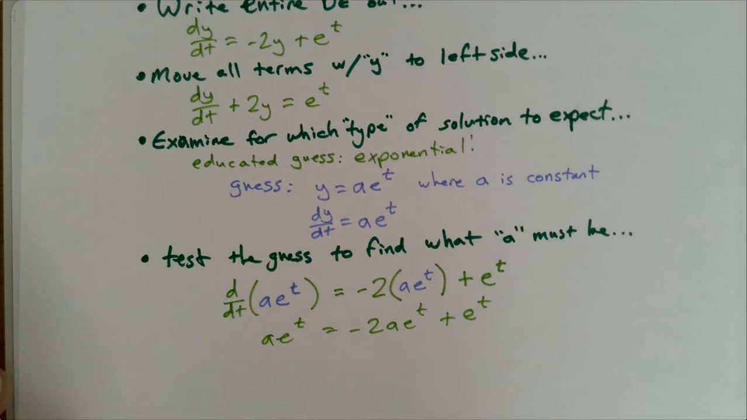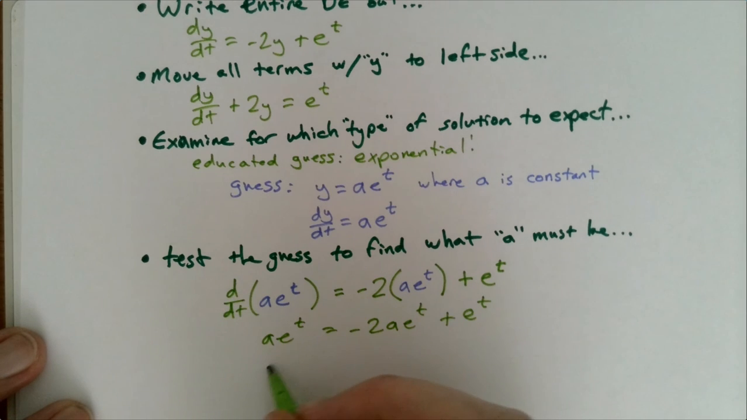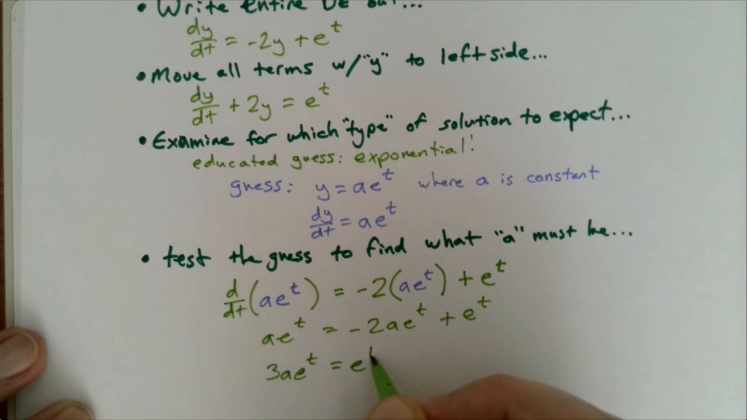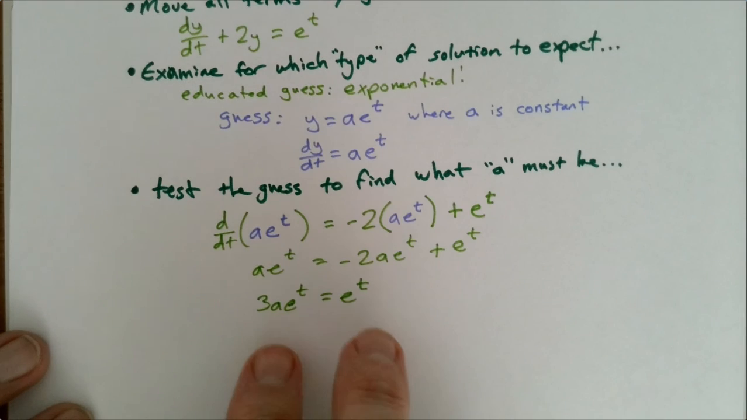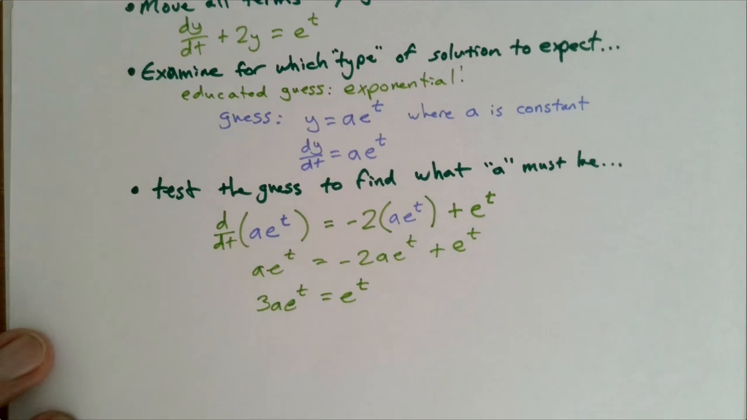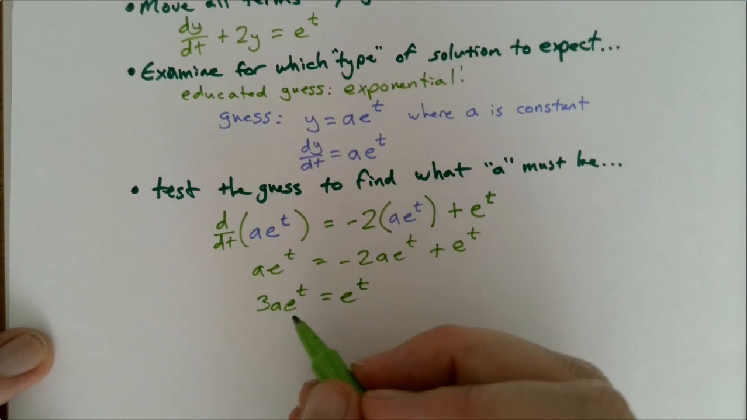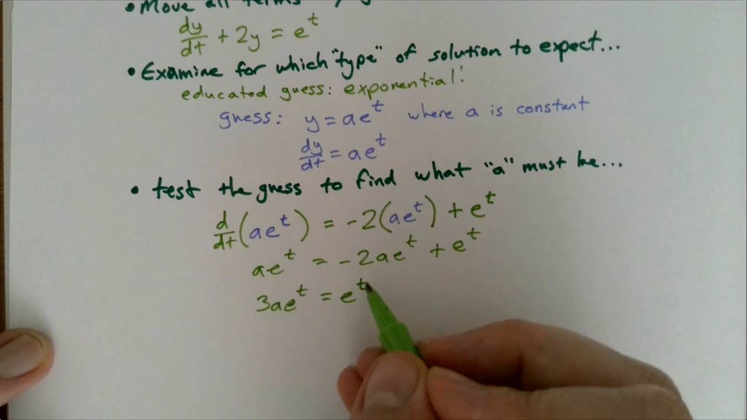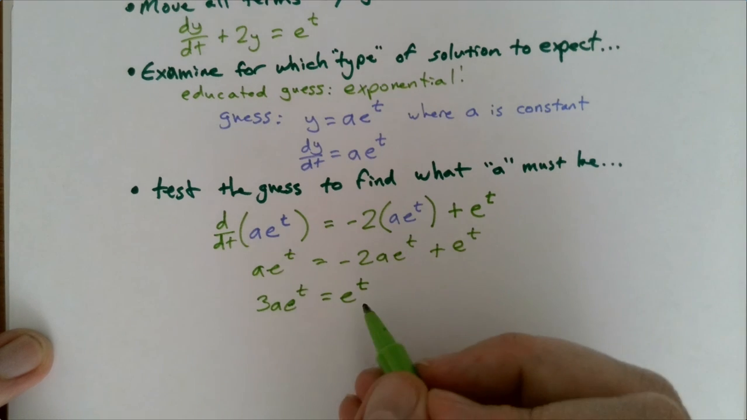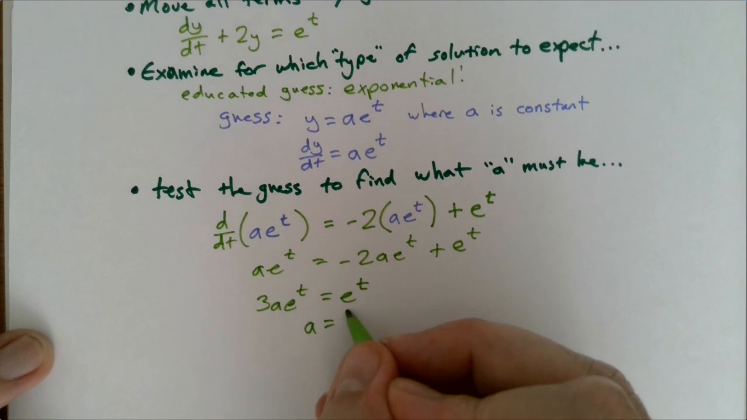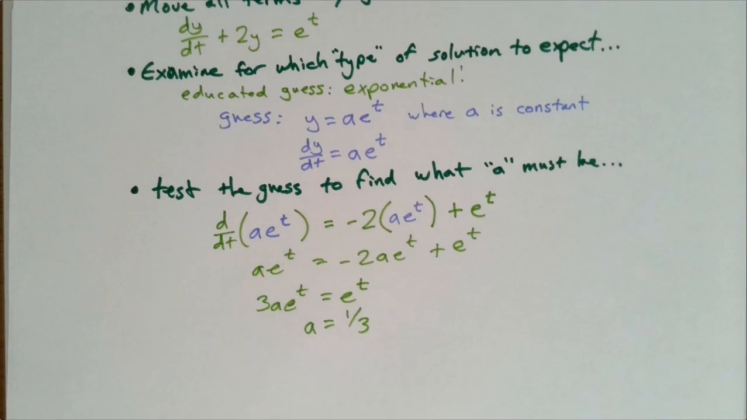We wind up with 3a times e to the t on one side and e to the t on the other. Now the only way 3 times a number times e to the t is equal to e to the t is if that number right there is equal to 1/3. Another way of thinking about it is if I imagine the e to the t's are both 1, then 3a equals 1. That means a must be equal to 1/3.